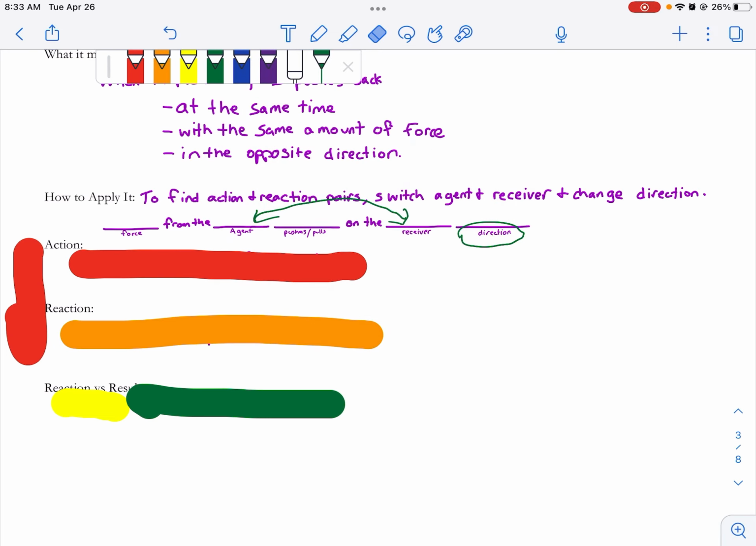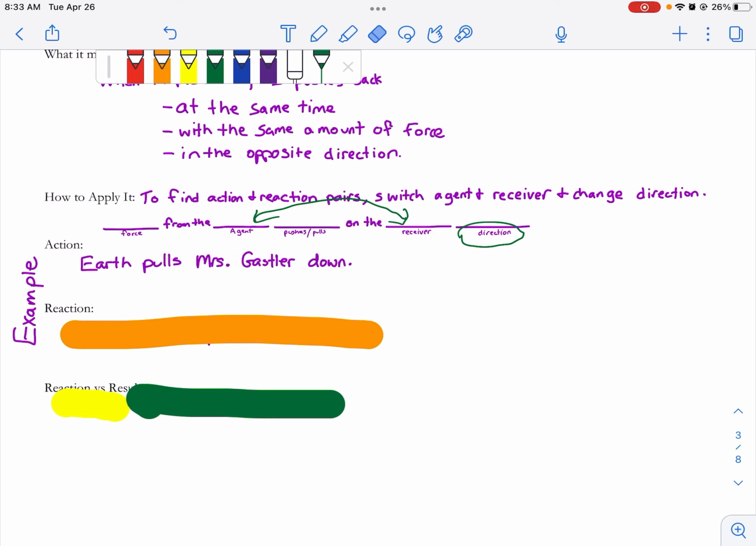So I've got an example here. Let's say the action is that the Earth is pulling Mrs. Gastler down. That's actually happening right now. As I sit here, it happens all the time because it's gravity, right? Gravity's always there. Now, there's this thing called the Universal Law of Gravitation that says that because I have mass, I'm pulling on everything too. So this is actually happening. So as the Earth pulls me down, there's a reaction to that.